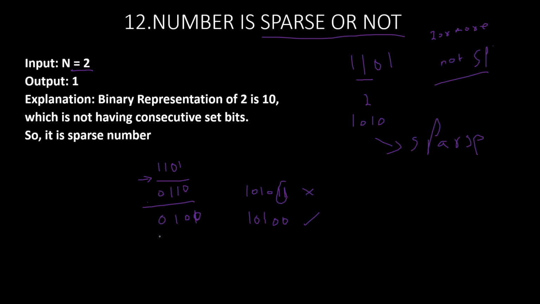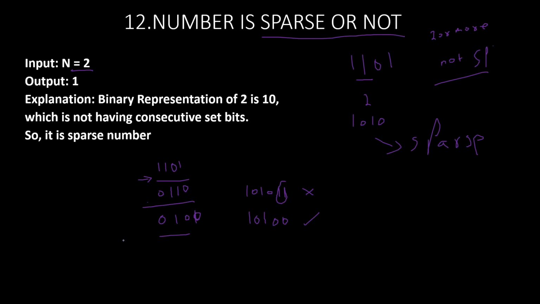Now we can see we got one value remaining here. So in this AND operation, we get some number which is not 0. If it is non-zero, it means it is not a sparse number.